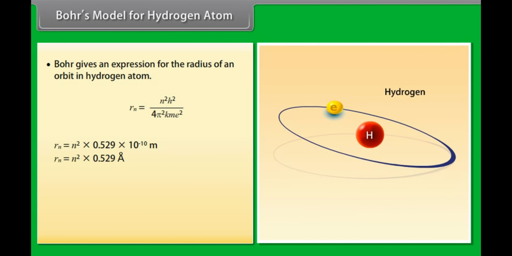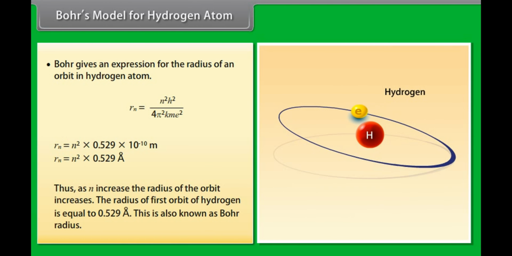Rn is equal to n square into 0.529 into 10 raised to minus 10 meter. Rn is equal to n square into 0.529 angstrom. Thus, as n increases, the radius of the orbit increases. The radius of first orbit of hydrogen is equal to 0.529 angstrom. This is also known as Bohr's radius.